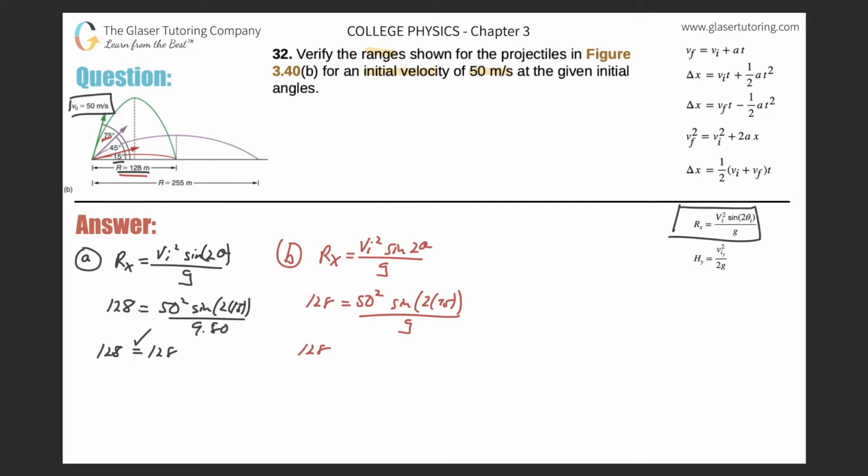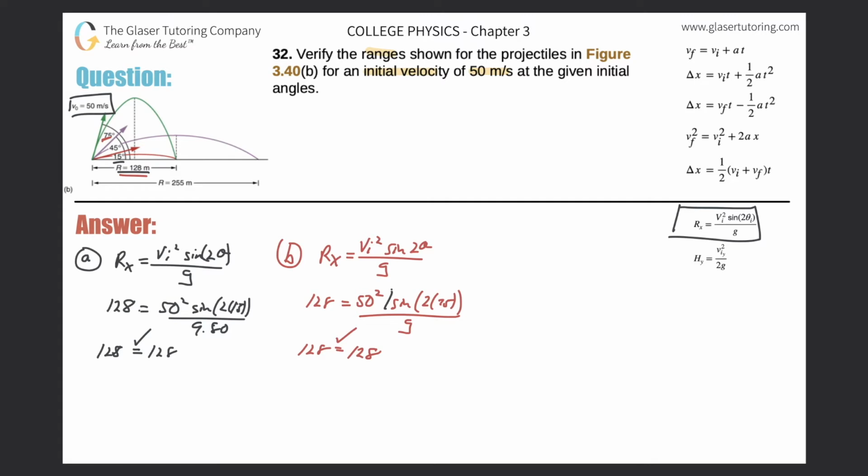So 128, let's make sure that they're equal. This is now 50 squared times the sine of 2 times 75, all divided by 9.8. Great. Oh, interesting, right? We get the same number, 128, when we round. So that's good too. Well, why is this true?